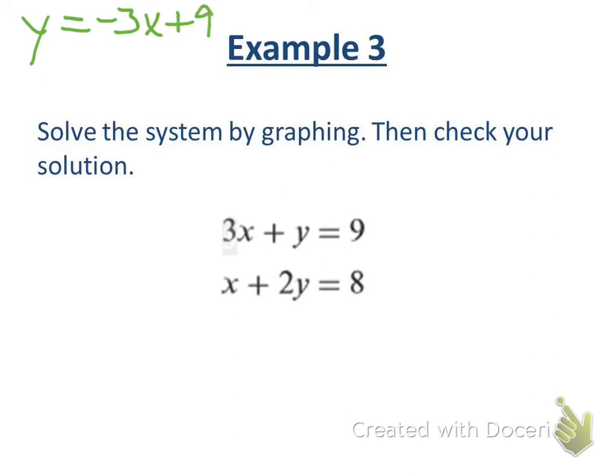The second equation is going to be y equals negative 1/2 x, negative x over 2, which is negative 1/2 x, plus 4. Right? Any issues with that? Okay, let's go to our graph paper.